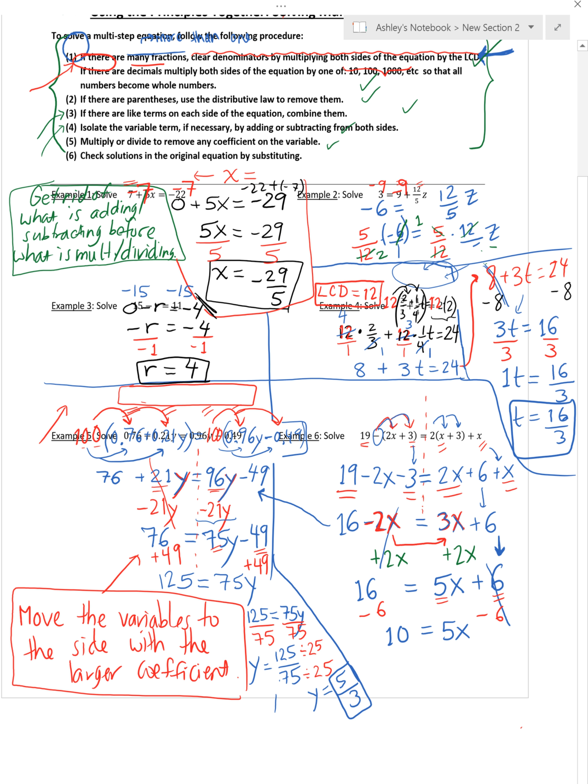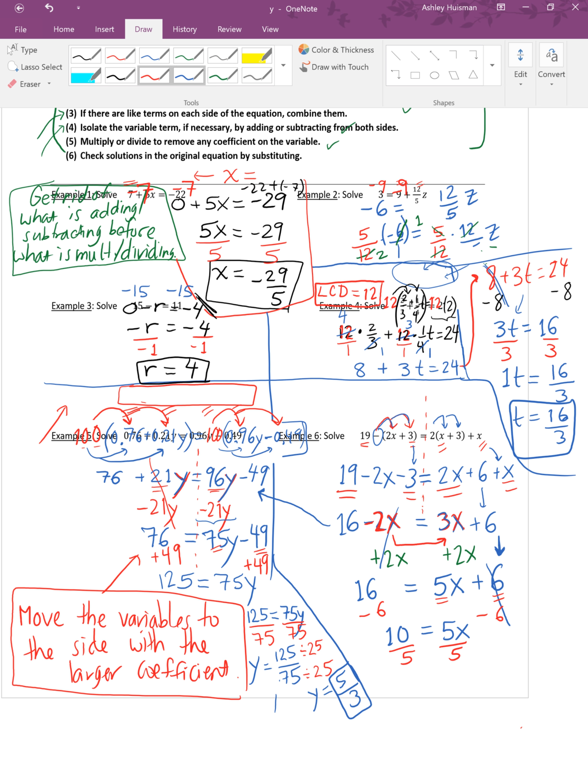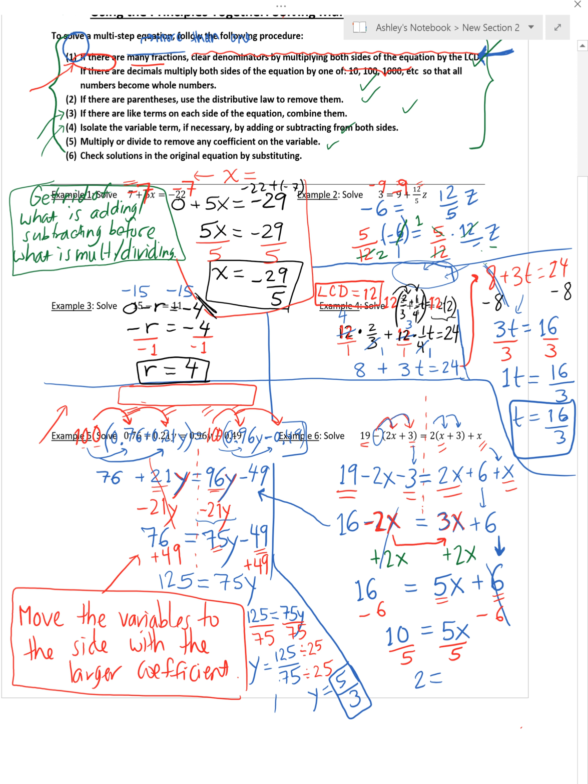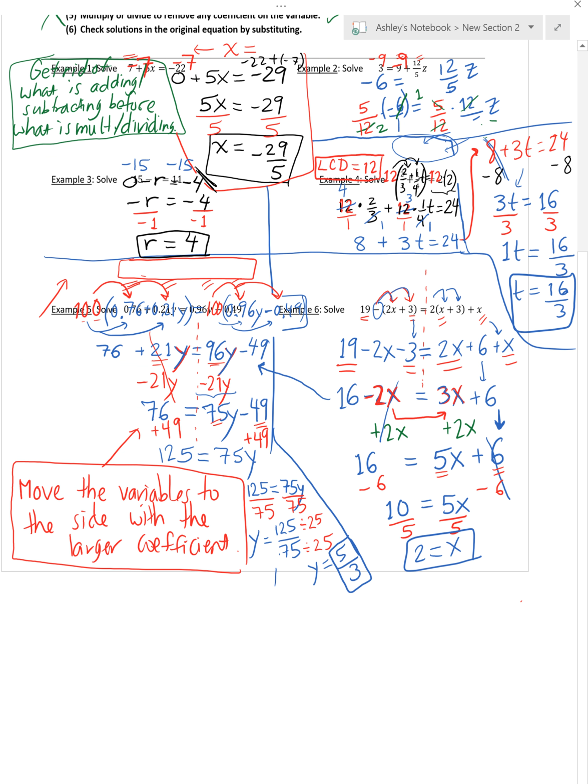And then the last step is get rid of that 5. Since it's 5 times x, I'm going to do the opposite and divide by 5. Beautiful. So x is 2. Alright. That's a beautiful thing. Alright, I think that's good.